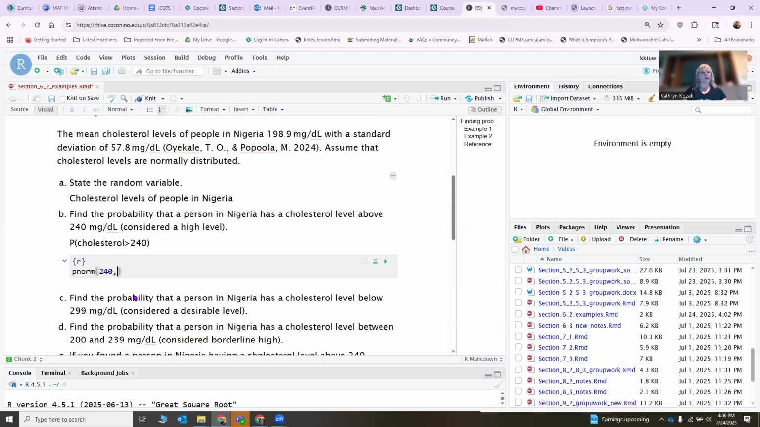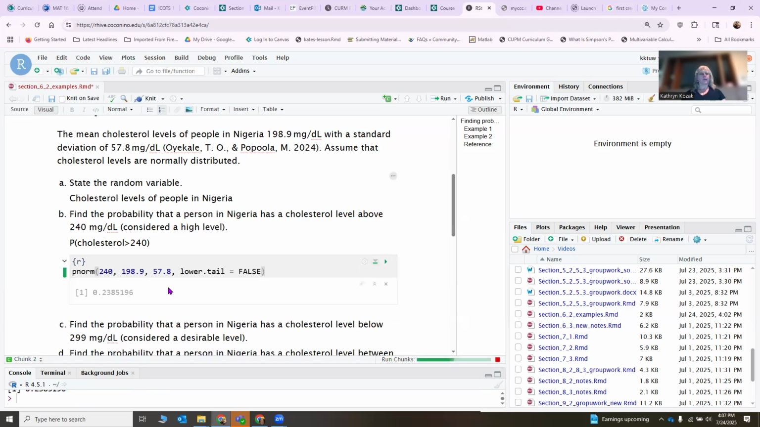So we are starting at 240. Our mean is 198.9. It's right up here. And our standard deviation is 57.8. And then the lower tail, well, we want upper. We want to go on the upper side. Lower means it's down to the left. Upper means it's to the right. Therefore, the lower tail, which is on the left, is not being shaded. So that means we're false. And then we can run this, and you can find out what value you get.